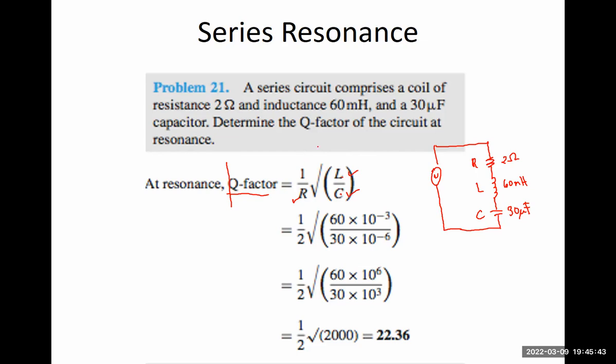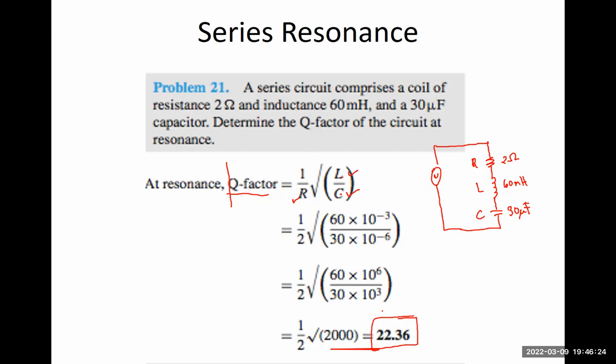So therefore, we could now determine the Q factor of the circuit. Okay, so we have 1 all over R, so that is 1 all over 2 multiplied by the square root of L, which is equal to 60 times 10 to the negative 3 Henry. And our capacitance is equal to 30 times 10 to the negative 6 Farad. Okay? So we could now make use of our calculator. So therefore, our Q factor now would be equal to 22.36. Okay?